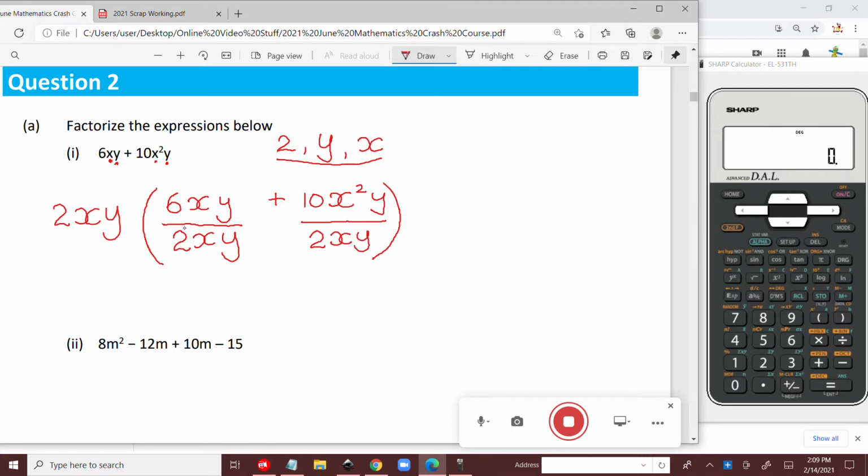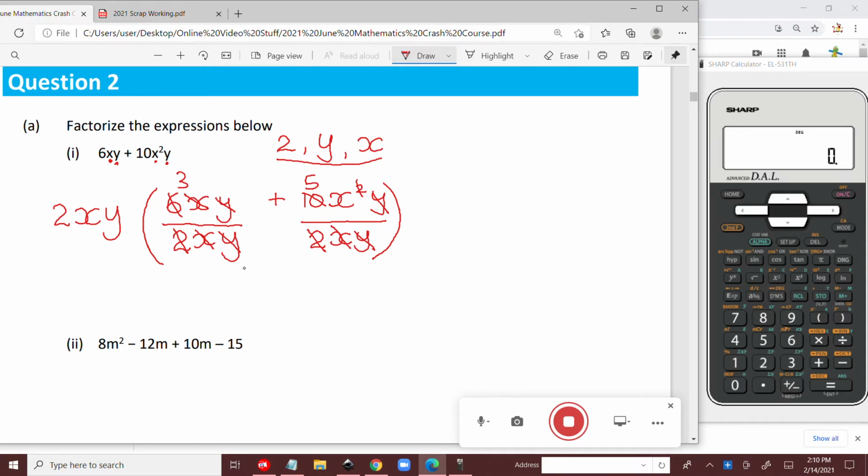So let's see what happens. Well, I know the 2 will go into the 6 3 times. The x and the x will cancel out, and the y and the y will cancel. So that seems to leave me with only 3 in the first section. How about the other section? 2 into 10 is 5. Here's an x squared and here's an x. So the x will cancel out with the squared, because remember, x squared is really x multiplied by another x. And here's a y that will cancel out with the y. So over here, we're left with 5x.